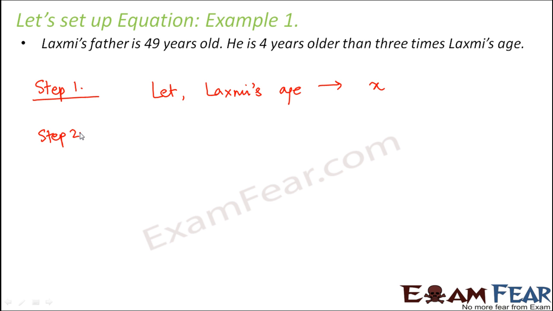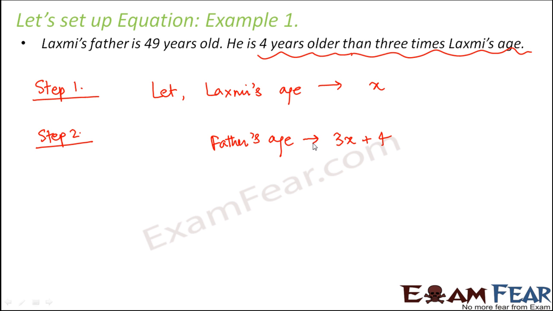Now let's move on to step 2. It says that we will have to build expressions for the condition. So what is the condition? It says that father is 4 years older than 3 times Lakshmi's age. So 3 times Lakshmi's age is 3x, and 4 years older than that means 3x plus 4. So this should be father's age as per the conditions given in the question.